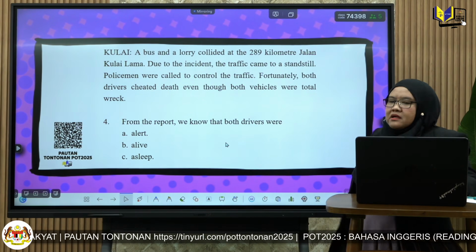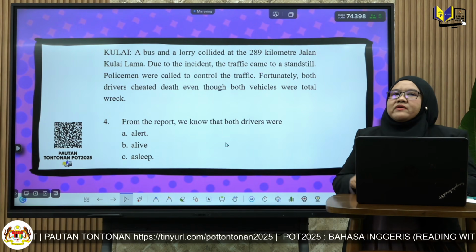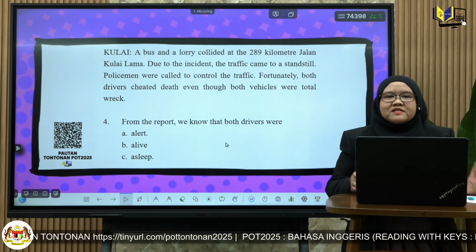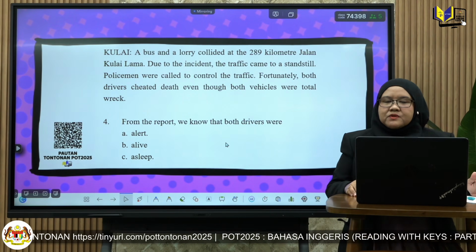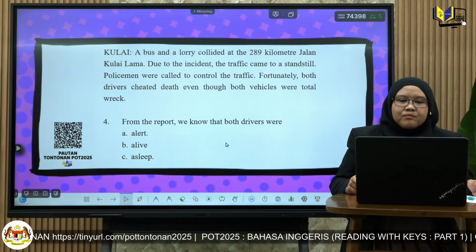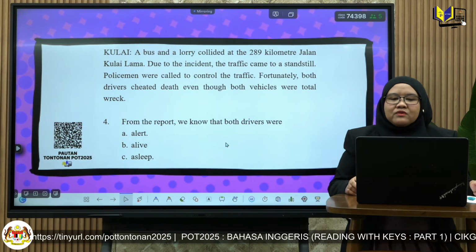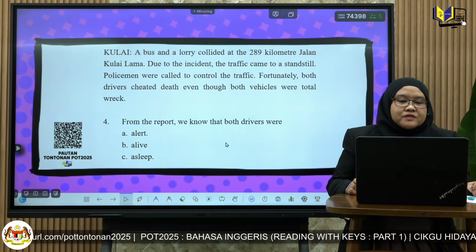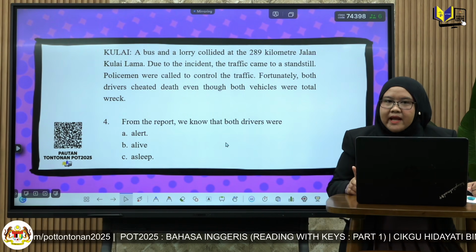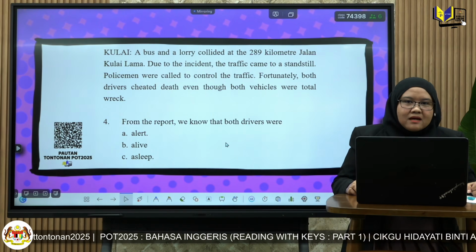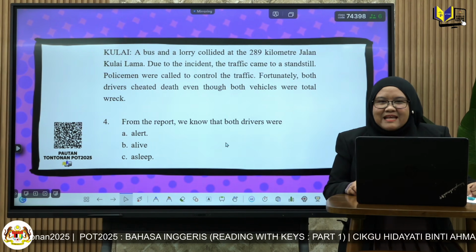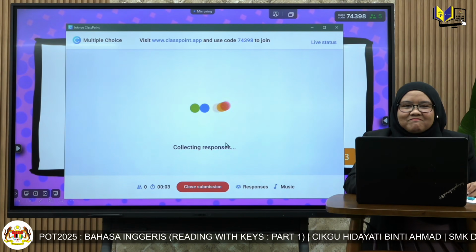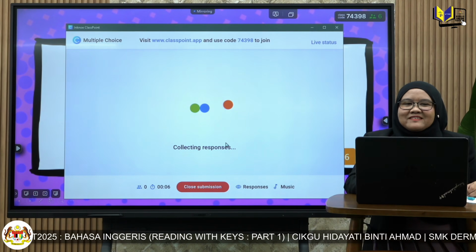Kulai. A bus and a lorry collided at the 289-kilometer Jalan Kulai Lama. Due to the incident, the traffic came to a standstill. Policemen were called to control the traffic. Fortunately, both drivers cheated death even though both vehicles were total wreck. Question. From the report, we know that both drivers were A, alert, B, alive, and C, asleep. Which one do you think is the answer? Let's try. Answer that in 20 seconds.